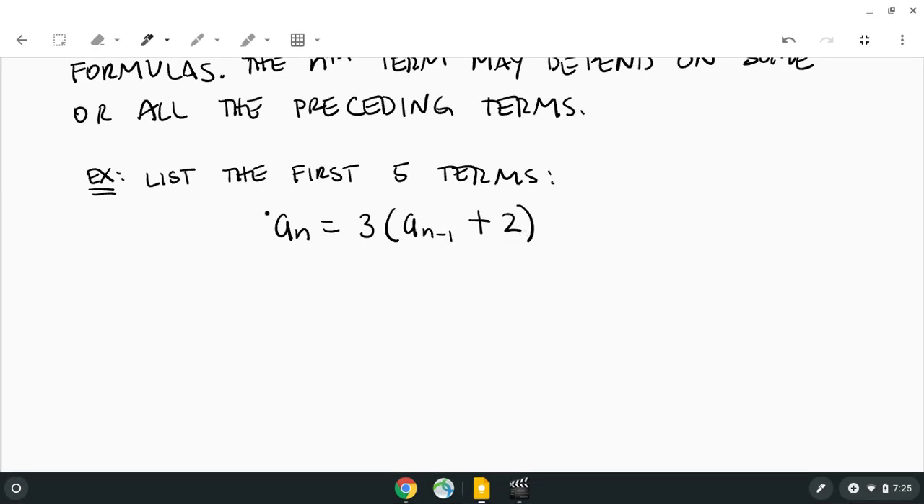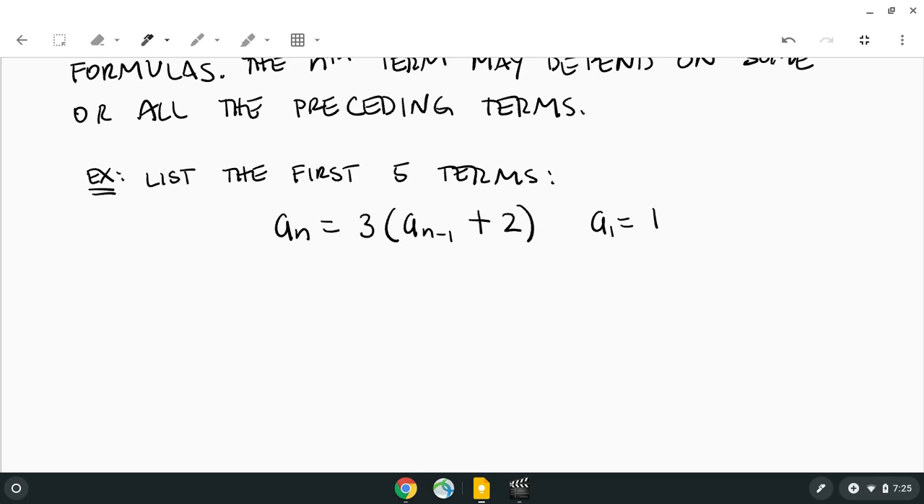Okay, so if I have this formula and I don't have any terms, I don't know what the term before this one is, because I'm trying to figure out this one and I don't know any other terms, right? So this is a recursive formula where your formula is dependent on knowing the term that's before it. So if I need to list the first 5 terms, they've got to give me more than just the formula. They might give you something like this, a1 equals 1.